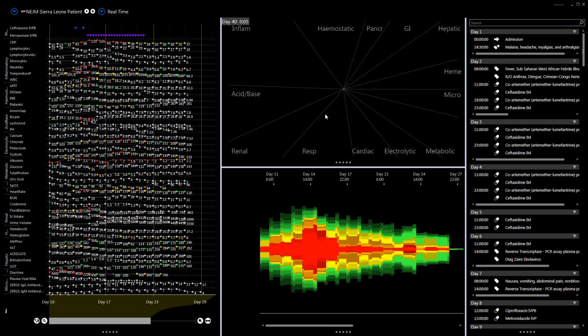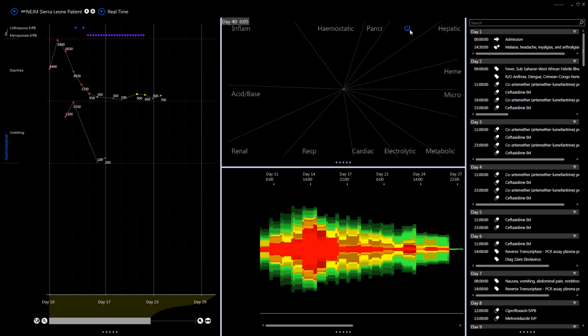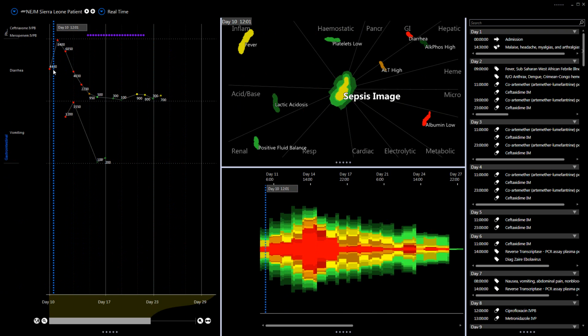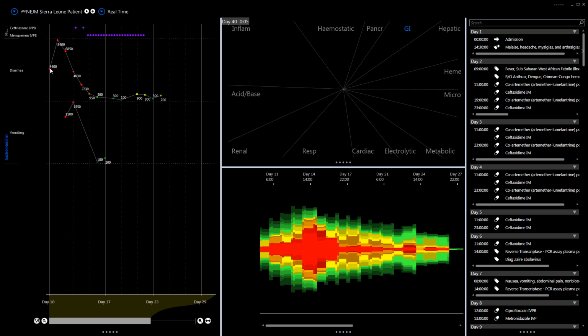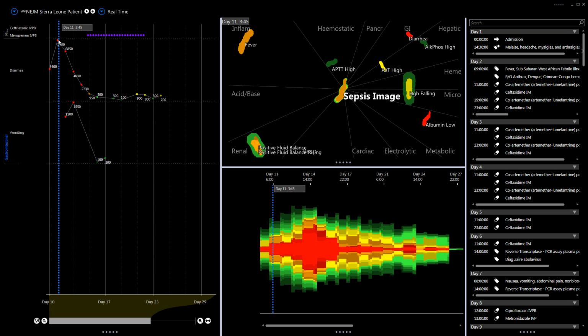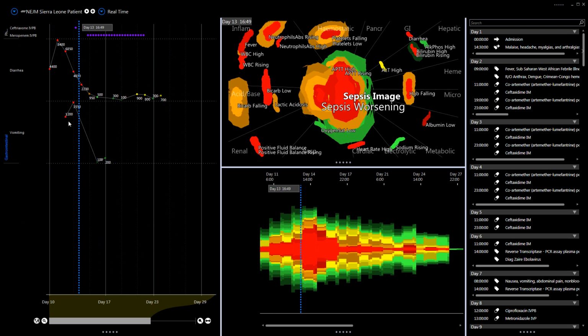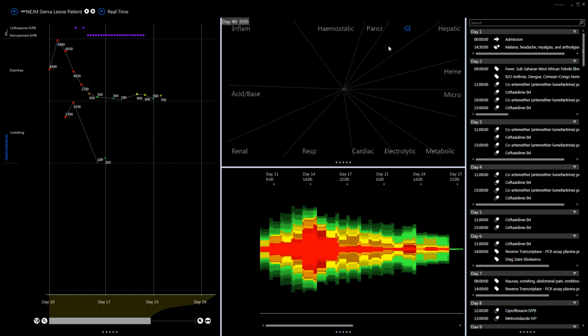This is the radar weather map, which is divided into systems. You note, for instance, the inflammatory system, the hemostatic system, GI system. Now, if we click on the GI system, we see the patterns that relate to the GI system. For instance, here we have a patient who had severe diarrhea, up to over 8 liters in one day, and we see that the patient also had significant vomiting. So we can click on any of these systems and see the perturbations that relate specifically to that system.